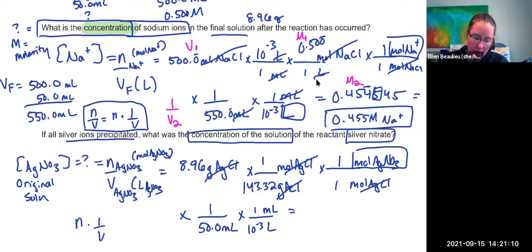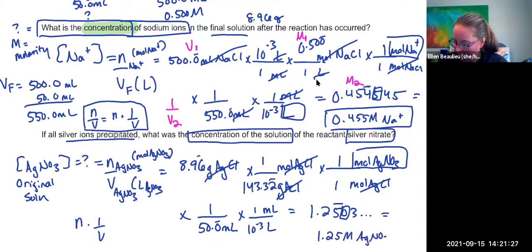143.32 divided by 50 divided by e to the minus 3. I got 1.2503 something, something, something. 3 sig figs, 3 sig figs, 5 sig figs. I can have 3 sig figs. 1.25 molar silver nitrate.